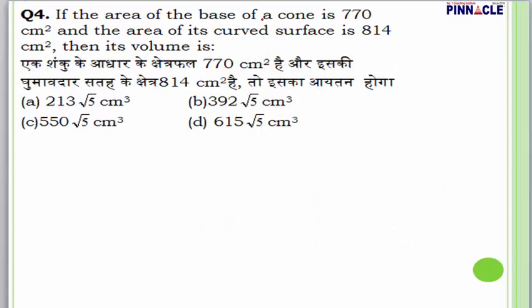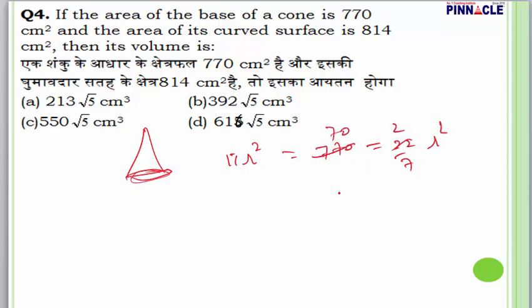If the area of the base of a cone is 770 centimeter square and the area of the curved surface is 814, then its volume would be? Now area of the base, this is a cone, pi r square, this is the area of the base, which is given 770, in other words this is equal to 22 by 7 and r square. Now value of r square is equal to 7 into 5 into 7, r would be equal to 7 root 5, this is the value of r.